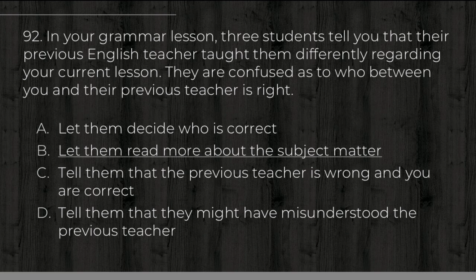Encouraging students to read more allows them to think critically and verify information. So this follows constructivist learning theory, which promotes active learning. Yung letter A might lead to confusion without evidence. Yung letter C naman is disrespectful and it discourages open discussion. At yung letter D, it assumes misunderstanding without proof. So, number 92 ay B.